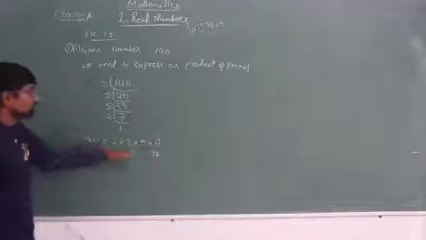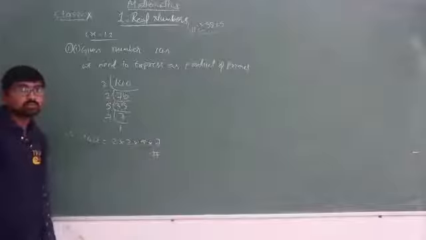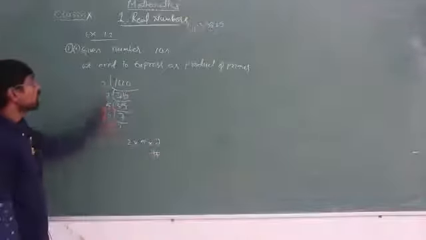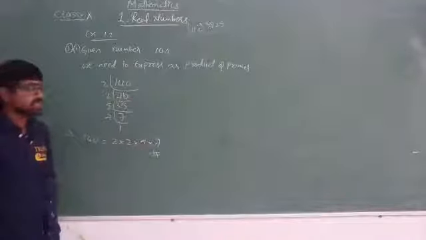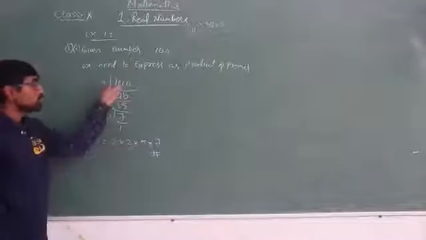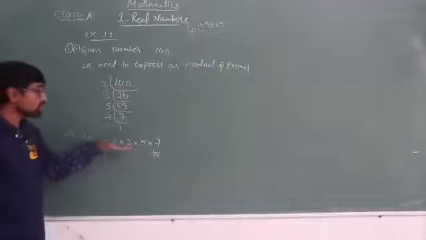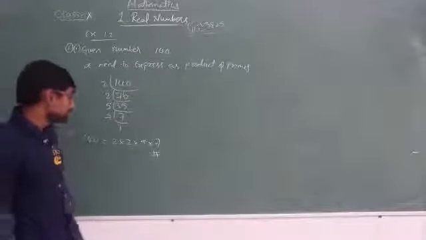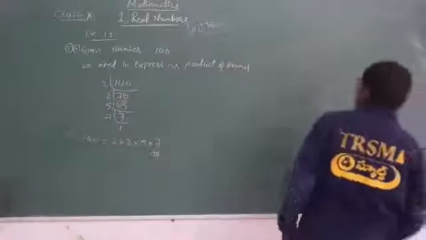So this one we have written in the form of product of primes. What is the product of primes form of 140? 2 into 2 into 5 into 7. This is how we have converted 140 into a form of product of primes. What do we call this? We call this the fundamental theorem of arithmetic. Hope you have all understood. I am doing one more problem.